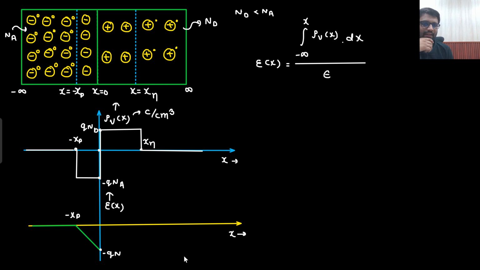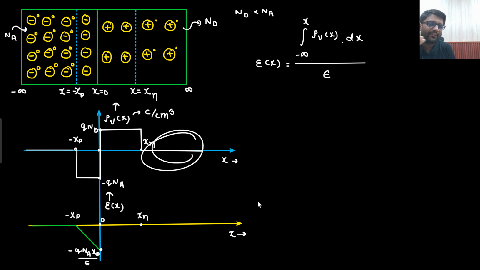So how much is this negative area? That is minus qNa xp divided by epsilon. So this is the value I am getting. Let's write down this value here: minus qNa xp divided by epsilon. After that, what will happen? Positive area would come into action. Whatever the total negative area I was getting, I need to add positive area here. So from 0 to xn I need to integrate, because after that everything would be 0 only.